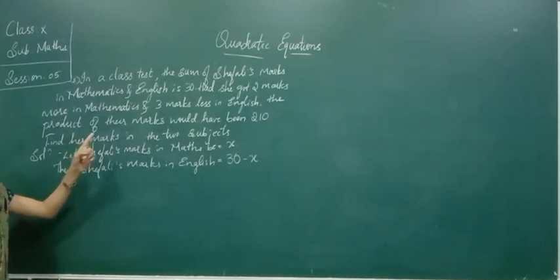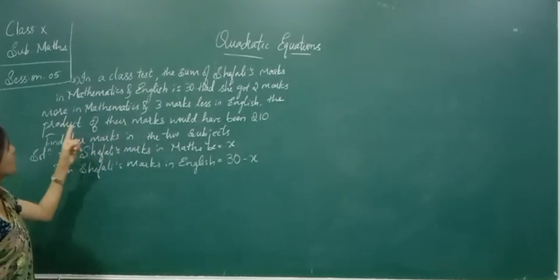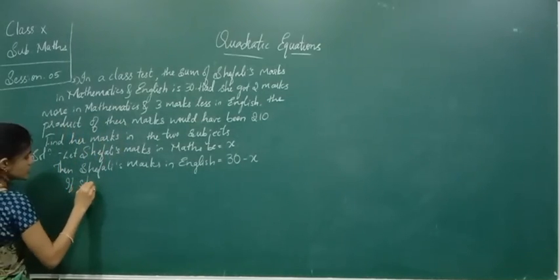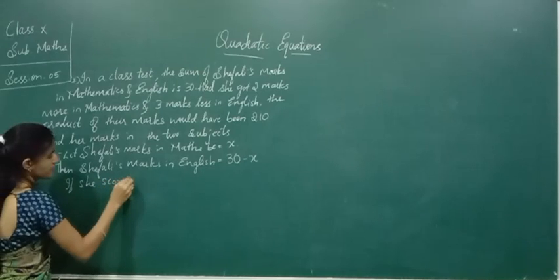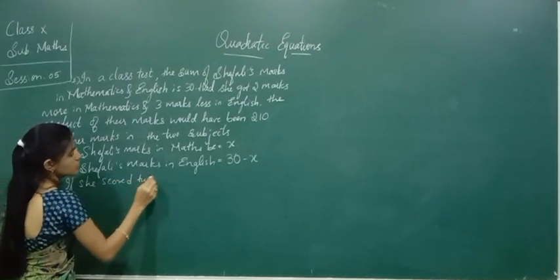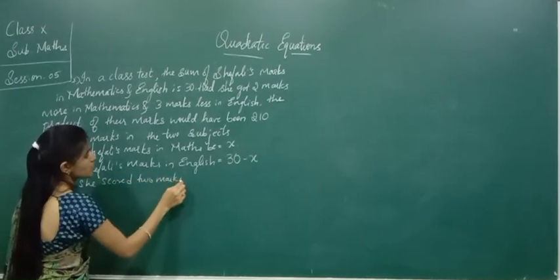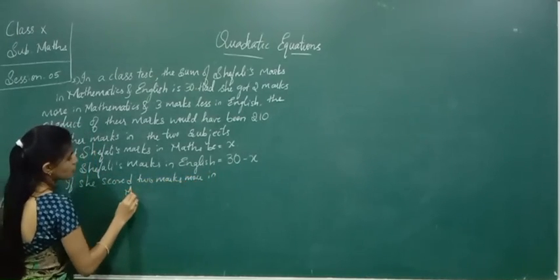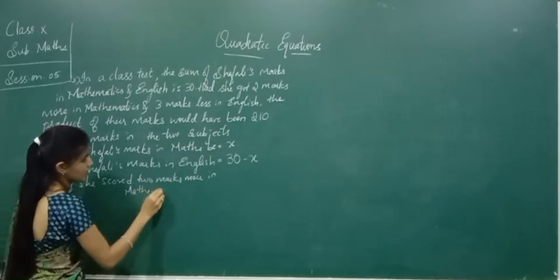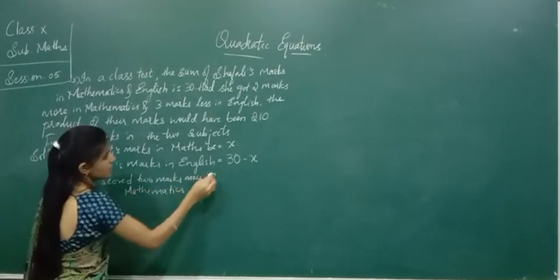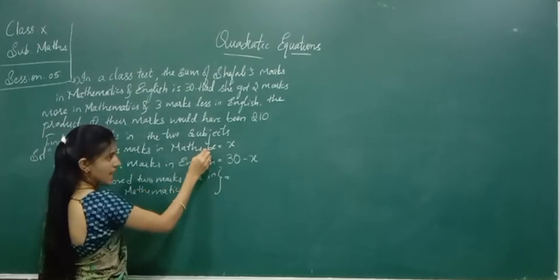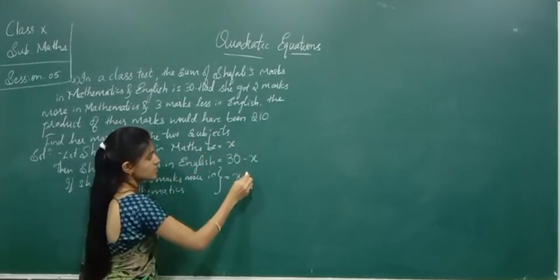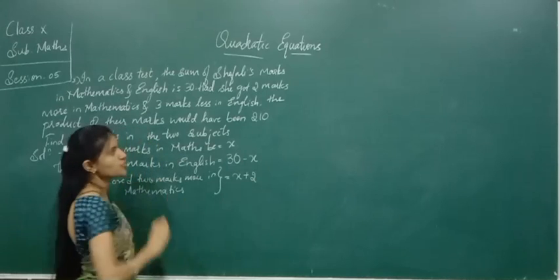What they have said: she scored 2 marks more in mathematics. If she scored 2 marks more in mathematics, how are you going to write that? In maths she has scored x, so 2 more means how are you going to write? It is going to be x plus 2.